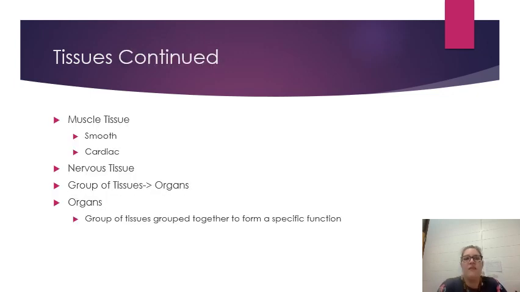Okay. You also have muscle tissue. There are two different types of muscle tissue. There's smooth muscle tissue. A lot of organs are going to be composed of smooth muscle tissue. And then you have cardiac muscle tissue. The cardiac muscle tissue is going to be the tissue in your heart. Got nervous tissues. Groups of tissue are going to be organs, and organs group together to form specific functions. So we've got layers here. We start off with atoms, then we go to molecules, then we go to cells, then we go to tissues, and now we're going to go to organs.